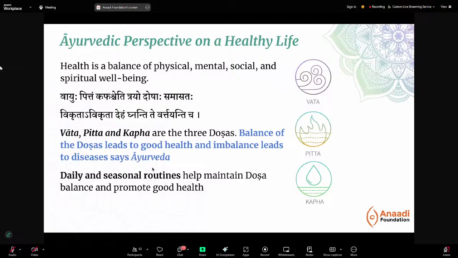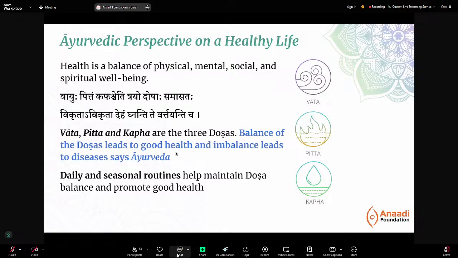So here, the three doshas, Vata, Pitta, Kapha, should be in balance. Vikrita means disturbed. Avikrita means undisturbed. Ghnanti means destroy. Vartayanti means nourish. When it is disturbed, there is a destruction of health, which means it is ill health. When it is avikrita, undisturbed, the body is nourished. So the balance of the doshas leads to good health. The imbalance of the doshas leads to diseases according to Ayurveda. So the daily and seasonal routines help to maintain the doshas and promote good health.